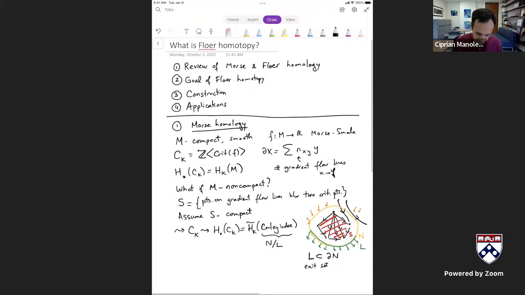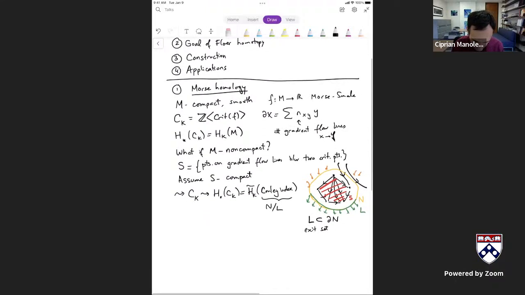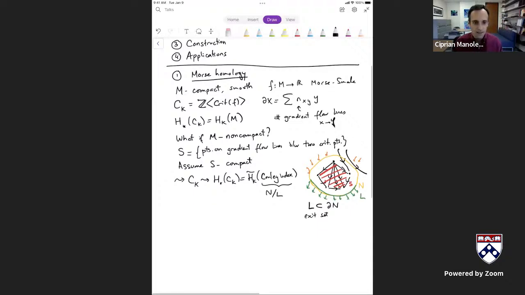All right, so I'm going to come back to the Conley index later. Let's just remember that that's what it is. When M is closed, the Conley index is just N divided by the empty set. It's just M, the whole thing divided by the empty set. All right, so Morse homology is the model for Floer homologies.